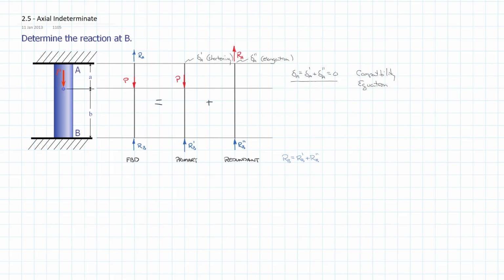So just a quick look at our primary system, quick method of sections. If I look in the bottom half, we know that that's going to be in compression, or negative P. If I look in the top portion, it's not going to be loaded in any way, so it'll be 0. And the entirety of the redundant system is going to have an internal force of RA. So now all I need to do is to apply my compatibility. Okay, so solve for reactions.